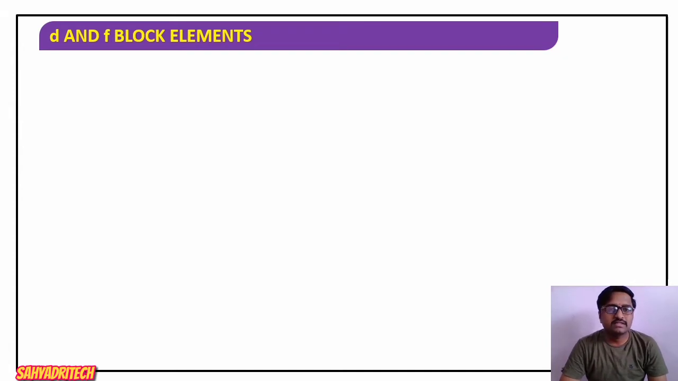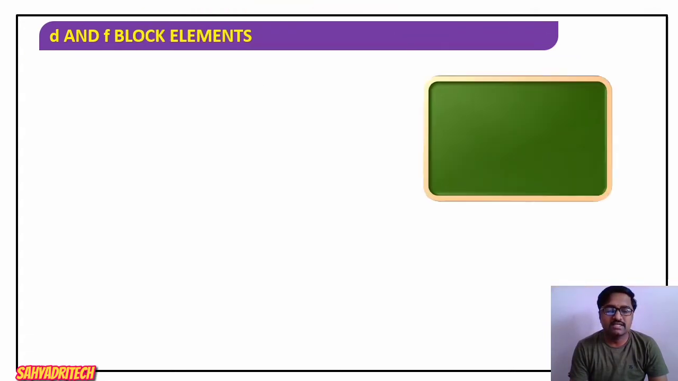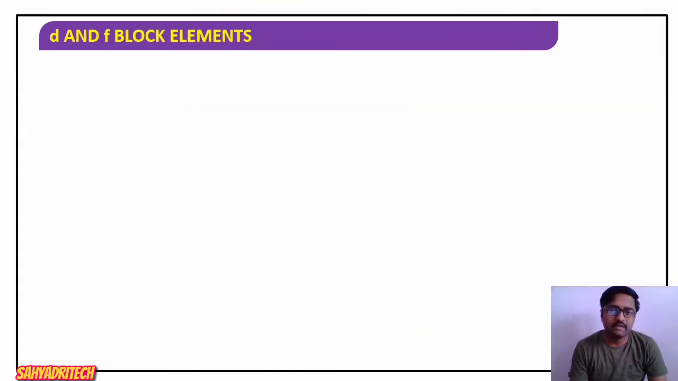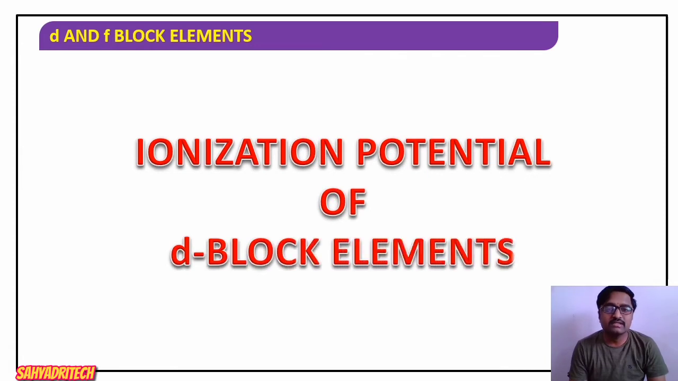So in the last session, we started discussing the general characteristics of D block elements. Now we are going to continue with the next part of the chapter. The next general characteristic of D block elements is the ionization potential, or it is also called ionization energy.